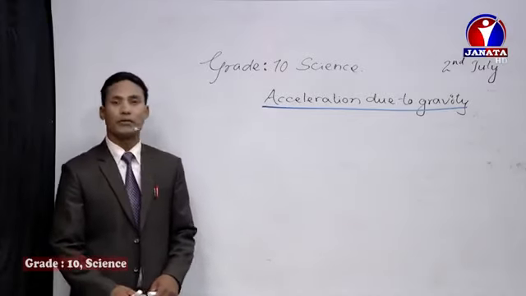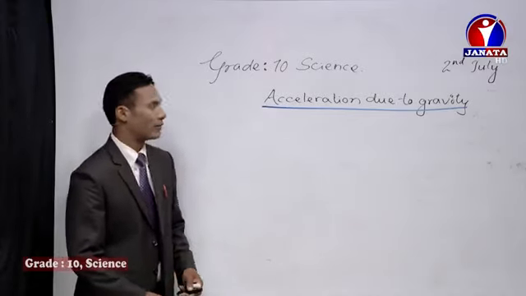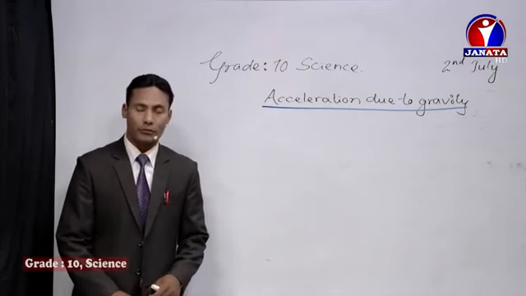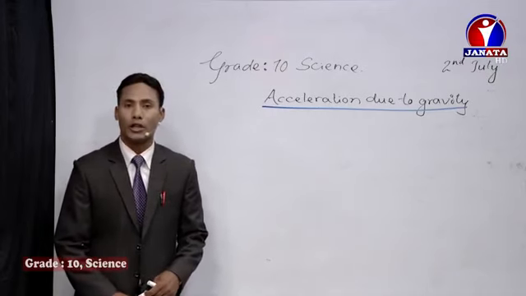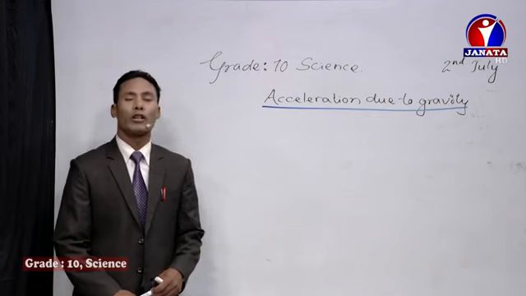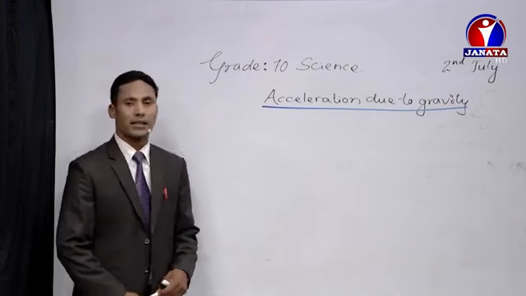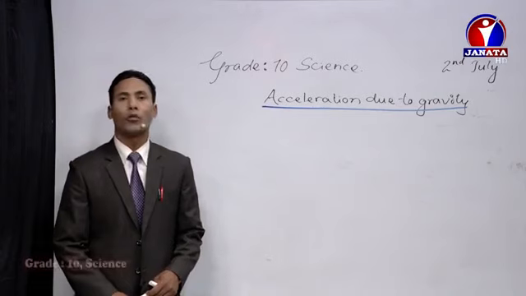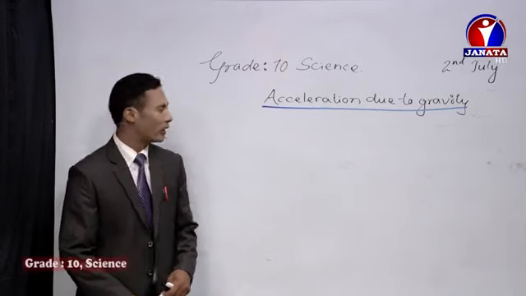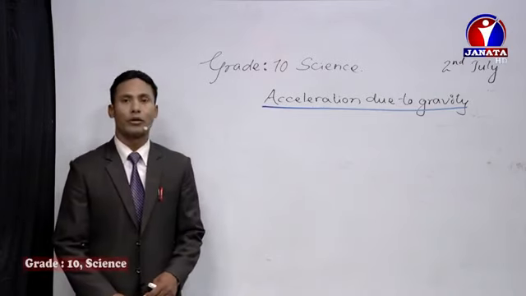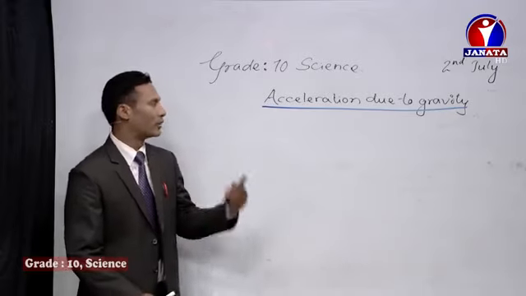Previously we defined acceleration due to gravity. The acceleration produced in a freely falling object by the gravitational force is called the acceleration due to gravity. Only one force should be involved there, which is called acceleration due to gravity, that we defined in the previous class.